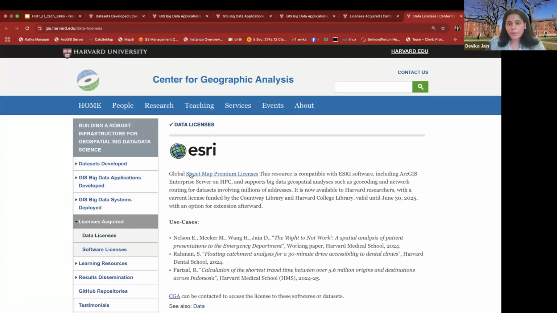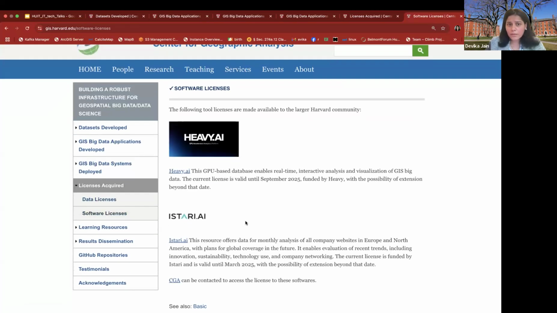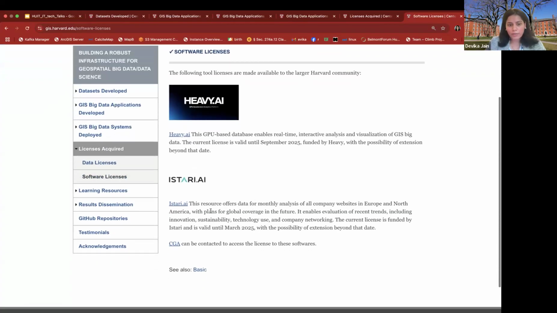If you want to use StreetMap Premium, the information is all here: how you can use this global StreetMap Premium for your data sets and how you can acquire the license from us. We also have the software licenses. These are the different geospatial software licenses that are available and the information on how you can use them.